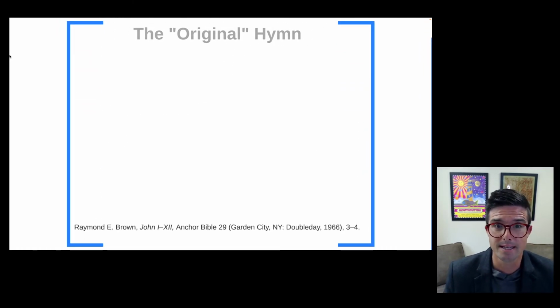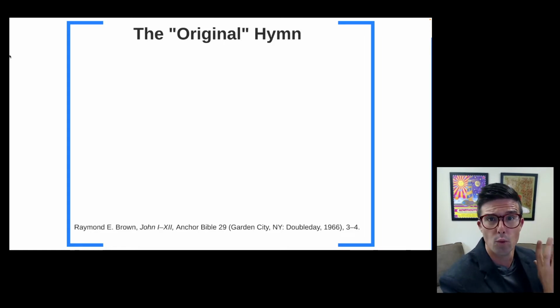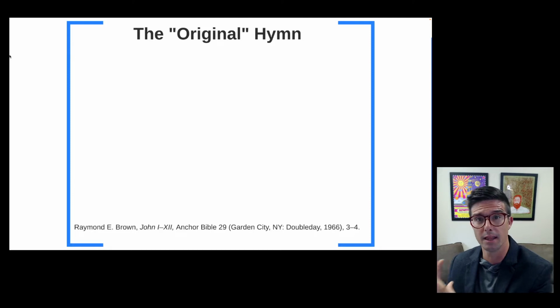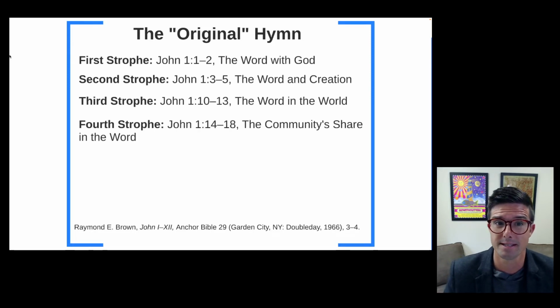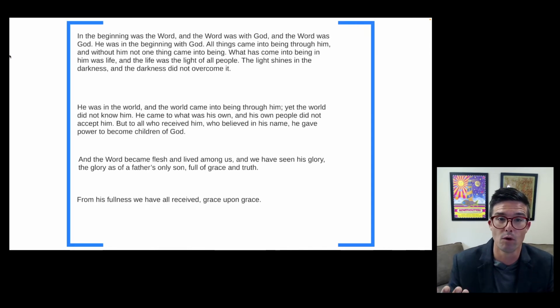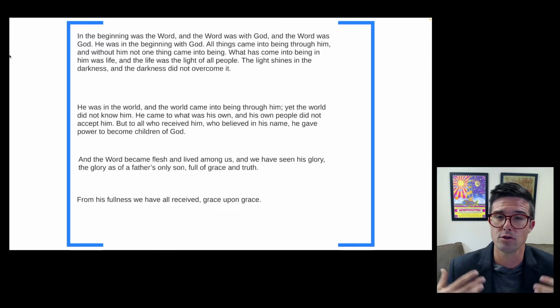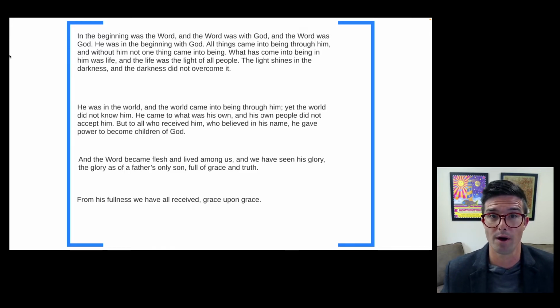And so what this does for Brown is it allows him to construct what was the original hymn and what were the later additions, or the later parentheses that were added in. So for Brown, the original hymn is going to consist of these 4 strophes with some verses taken out. I want to show you what that looks like, and I'll read it out loud to you so you can get a sense of the poetic structure with those parentheses taken out.